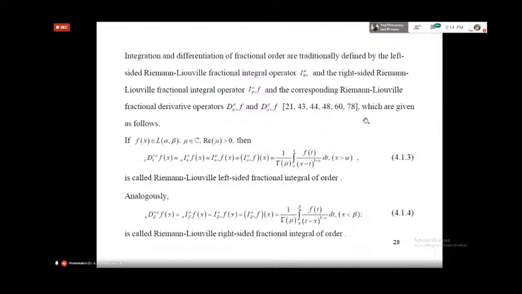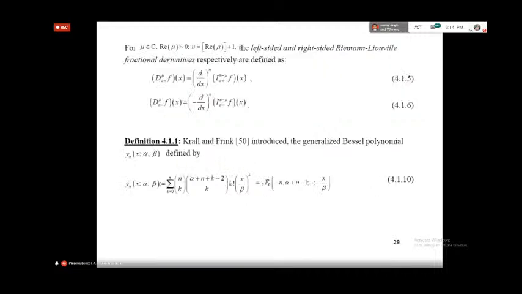Let's come to the Riemann-Liouville fractional derivative. This is defined by this, giving the formula like this, 4.1.3. This is called the left-hand fractional derivative and fractional integral of the order, and this is called the right. This is left, and this is the right. This gives the concept of the representations 4.1.4 and 4.1.5.